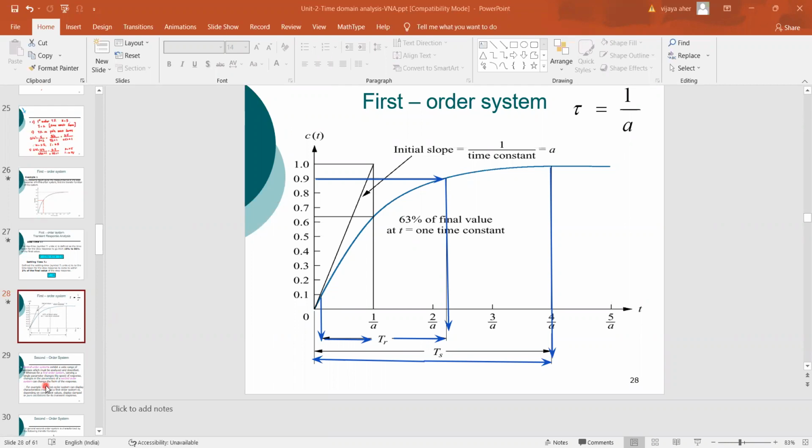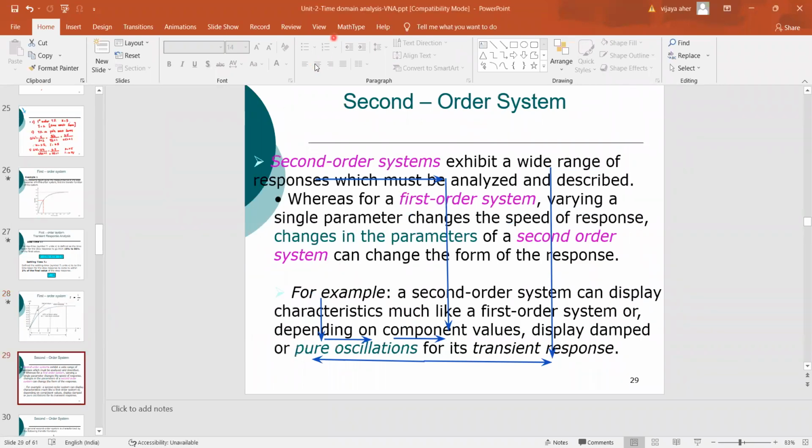Now coming to second order system. So students, you have now studied first order system. Now I'm going to talk about second order system. So give the heading second order system. Similar to first order system, you are going to plot the step response for second order system. You have to study all the parameters related to steady state response and transient response of second order system. So students, give the heading second order system.